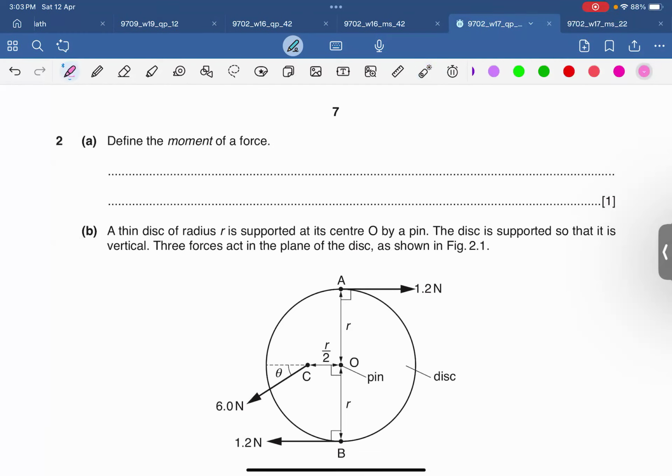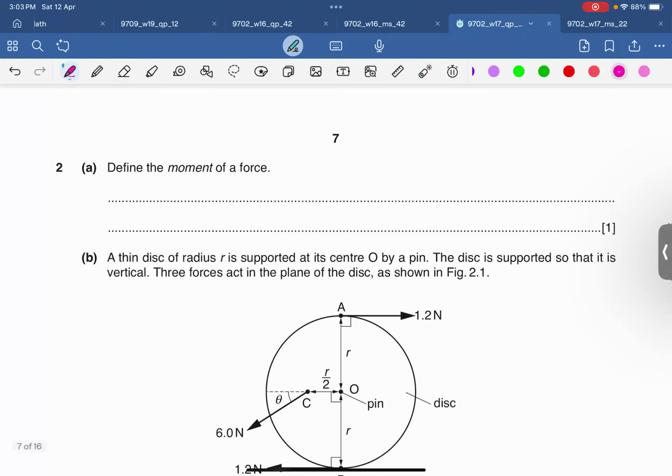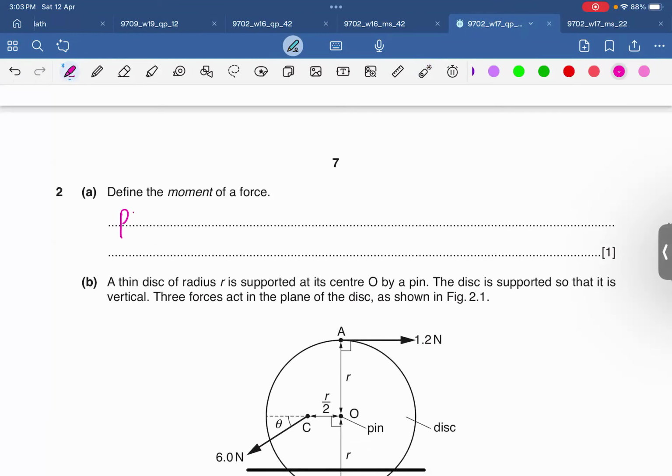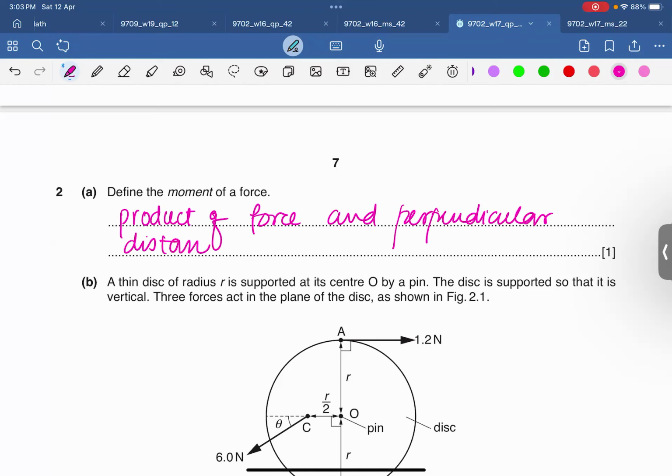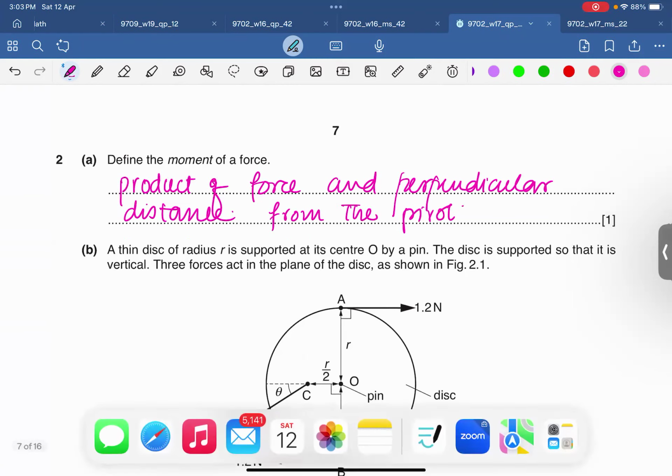Define the moment of a force. It's the product of force and perpendicular distance from the pivot. Okay, the "from the pivot" is very important. So you have to mention the distance as the perpendicular distance, and it should be from the pivot.